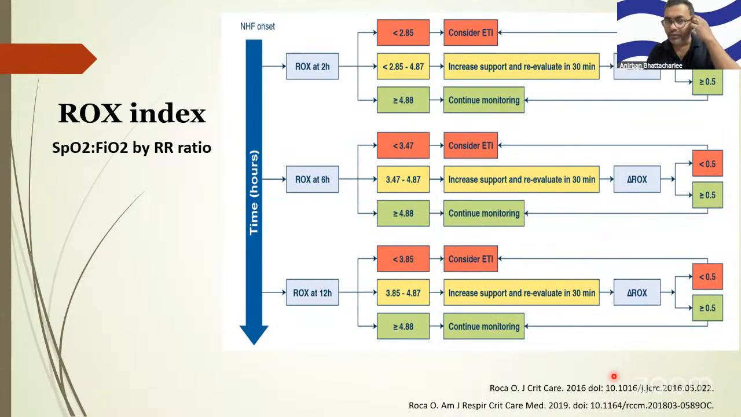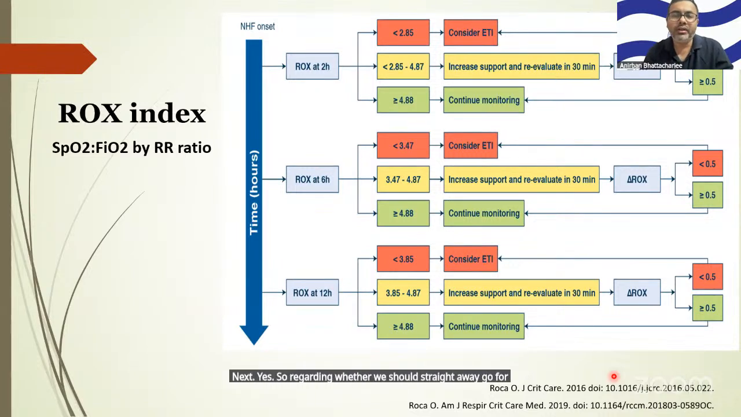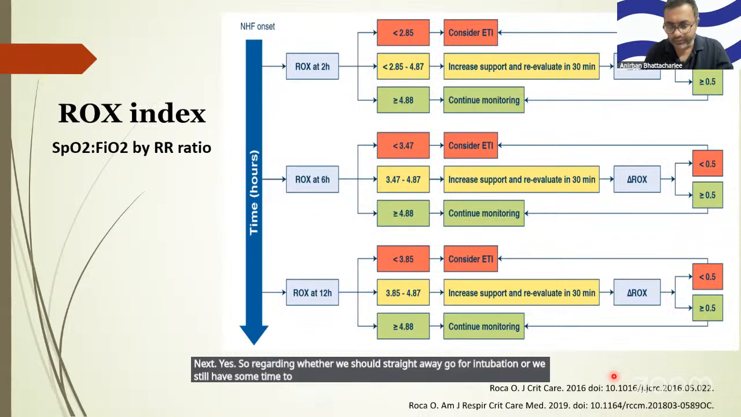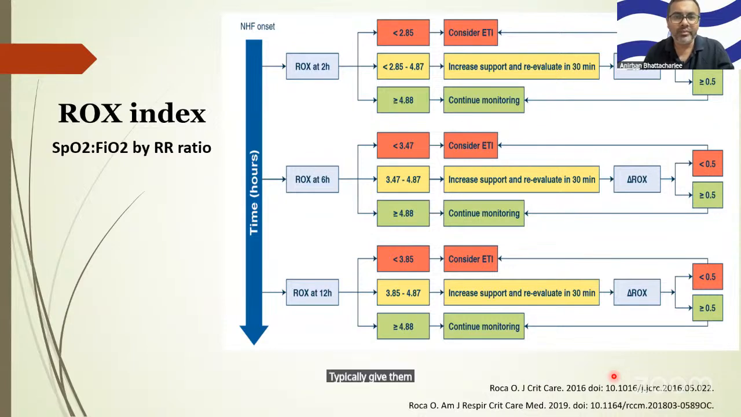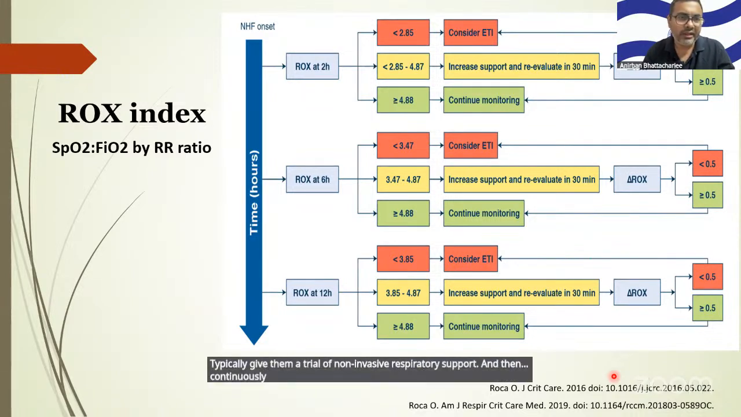Regarding whether we should go straight away for intubation or we still have some time to try out non-invasive respiratory support: in ARDS, unless the patient has developed shock and is at high risk of impending cardiorespiratory arrest, we typically give them a trial of non-invasive respiratory support, and then continuously monitor the patient at the bedside for improvement or deterioration. The frequency of monitoring, the intensity of monitoring, and the threshold of intubating is decided by the initial PaO2/FiO2 ratio.